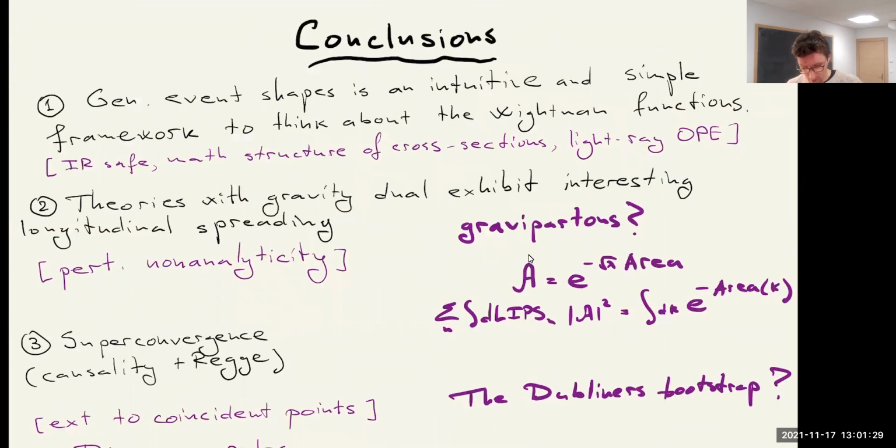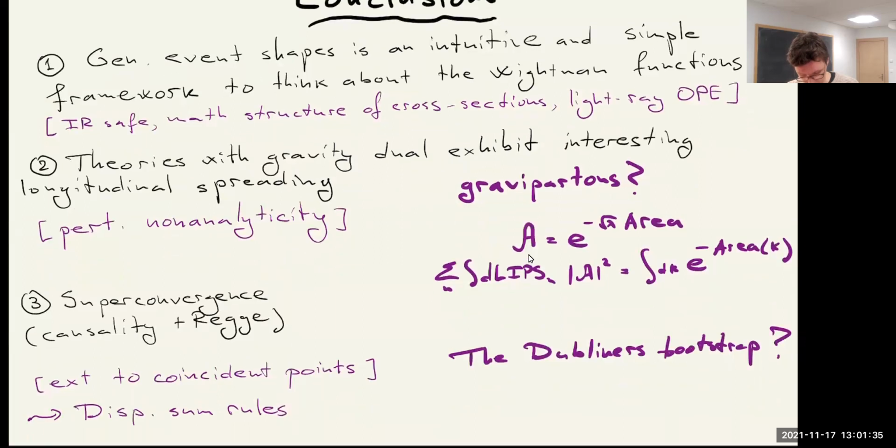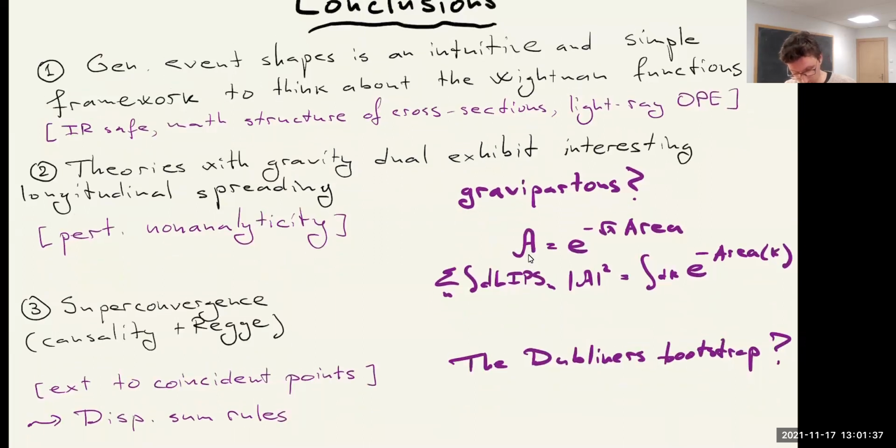Okay, so I think these are interesting observables. But let me say that by considering turning on this omega, it seems like we can understand a little bit better these longitudinal effects, and in particular, we understand better how this perturbative non-analyticity of event shapes emerges, even at omega equals 0.